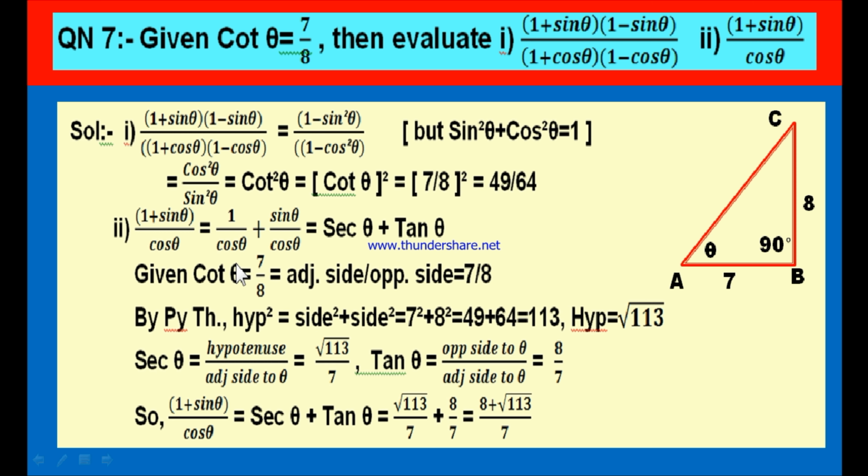Now, 1 plus sin theta by cos theta is equal to secant theta plus tan theta, which is equal to secant theta means root 113 by 7 plus tan theta means 8 by 7. Now, in order to add these two fractions, we have the same denominator. Therefore, the 7 itself is the LCM. Simply add the numerators, 8 plus root 113. Therefore, the value of the second bit is 8 plus root 113 by 7.